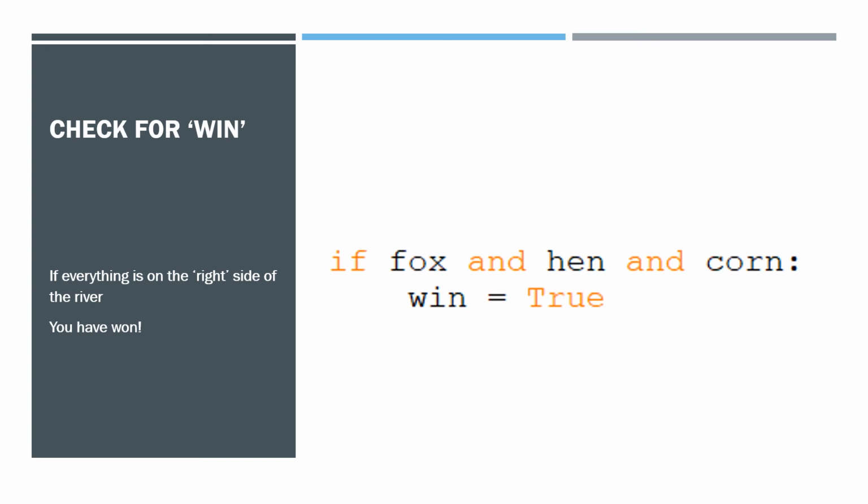It can be as simple as this because fox, hen and corn are Boolean variables, and so I can just use them instead of logical tests. So if fox and hen and corn are all true, then you've won. Win is true. Make sure you've put this into your code.